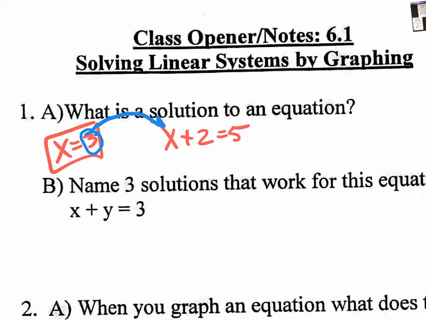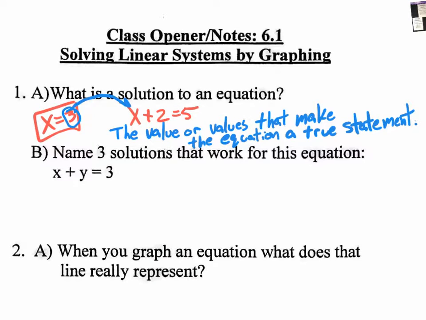So what is the solution to an equation? It's a value that makes the equation a true statement. Okay? It's the number that'll make the equation a true statement. So you guys could write that down. So there it is. The value or values that make the equation a true statement. So once again, if you plug in 3 right there, 3 plus 2 is 5. That's a true statement. If I plugged in a 4 right here, 4 plus 2 is not 5. That would not be a solution. It's not an answer because it's not a true statement.